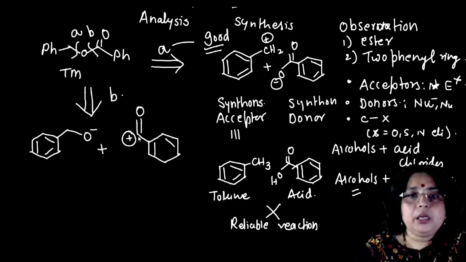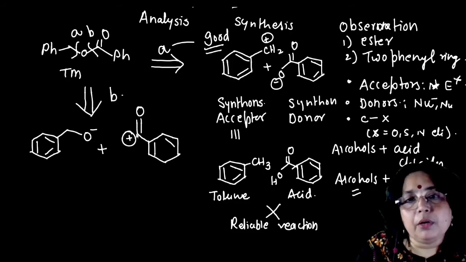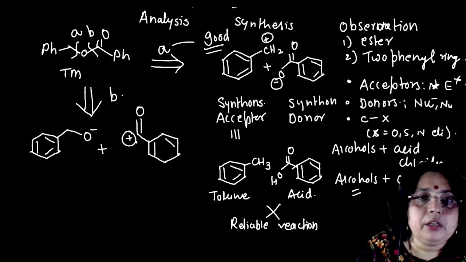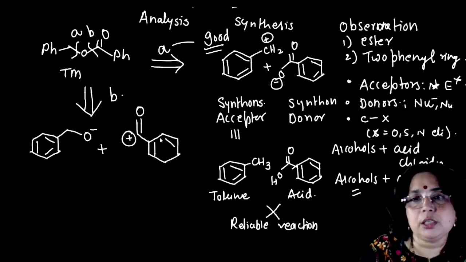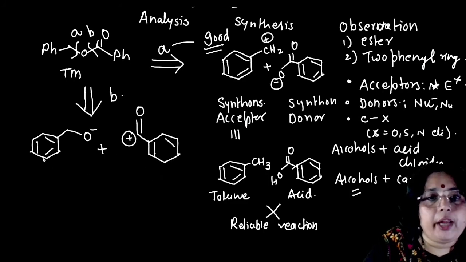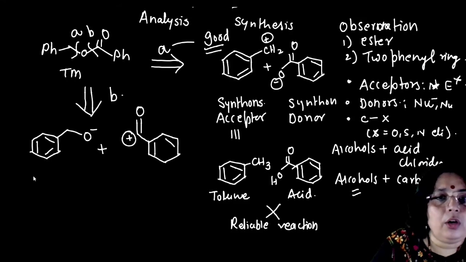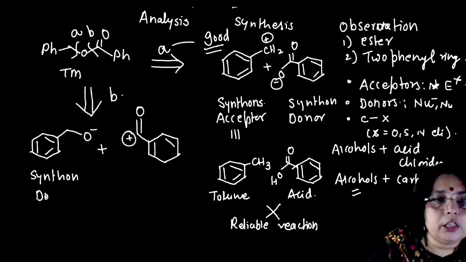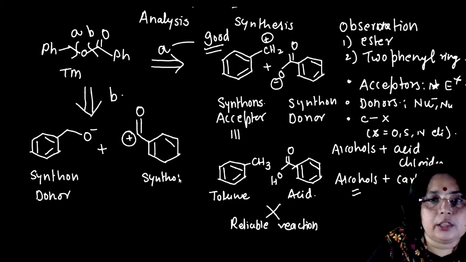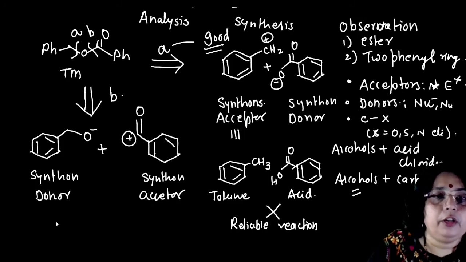Please remember the carbon of a carbonyl containing compound is always an electron deficient species, an electron deficient center. So the positive charge acts as an electrophile. So this is a nucleophile, or you can say the synthon which is obtained is a donor synthon, and this synthon is obtained, this is an acceptor synthon, that is electron deficient.